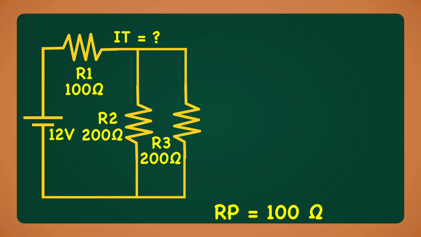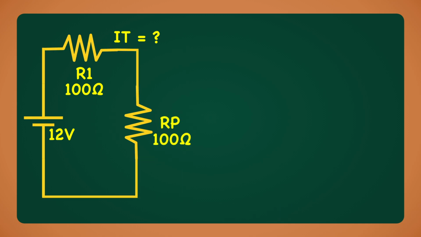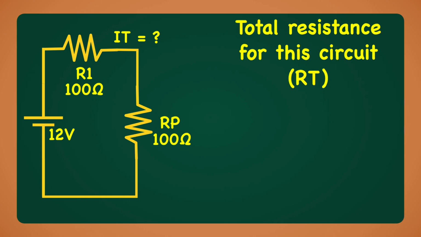So let's replace the parallel resistors by Rp, and you see something magic happen. With the parallel resistors replaced by their equivalent resistance, Rp, the circuit becomes much simpler to analyze. Instead of a circuit containing both series and parallel resistors, we now have 2 resistors connected in series, R1 and Rp. Now let's calculate the total resistance of the circuit.